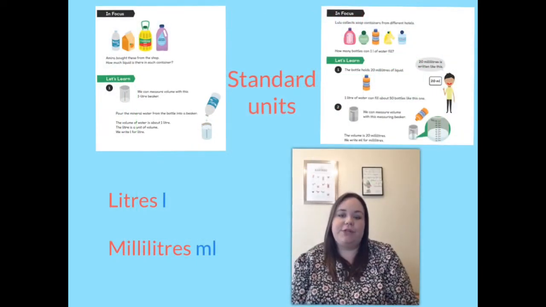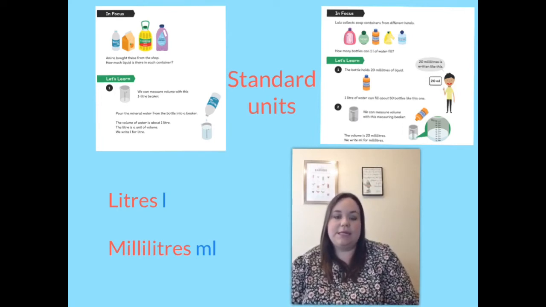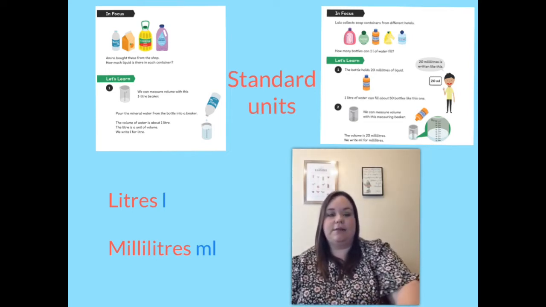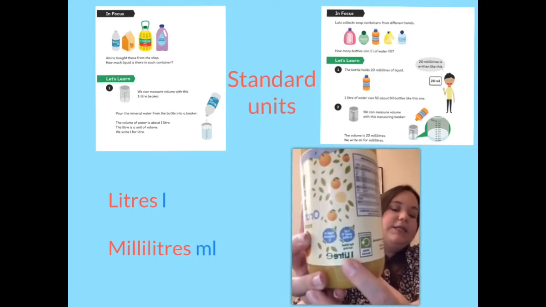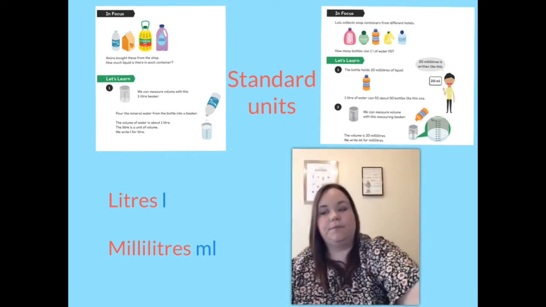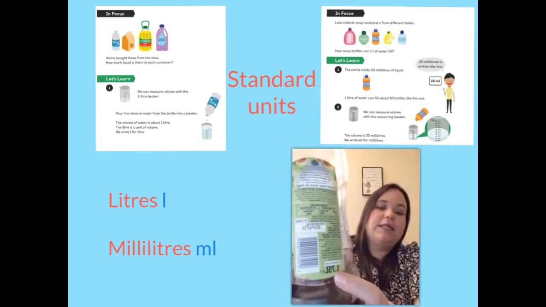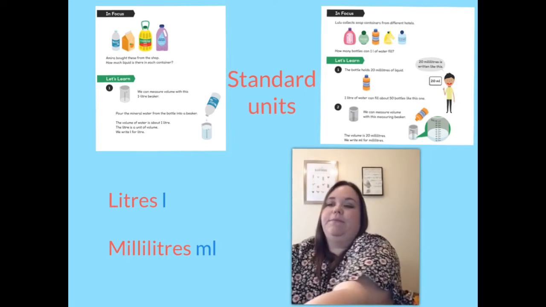So now we're going to have a look at standard units. When we measure capacity, we use the standard units litres or millilitres to measure how much liquid is in our container. Around your house with a grown-up, you might find lots of different containers with labels on them telling you how much liquid is in them. So for example, I've got my orange juice here, and if I look at the label, I can see that it says 1 litre, and I've nearly finished my juice bottle now, but if I have a look, I can see that that says 1.75 litres. So that's got quite a lot of liquid in it.